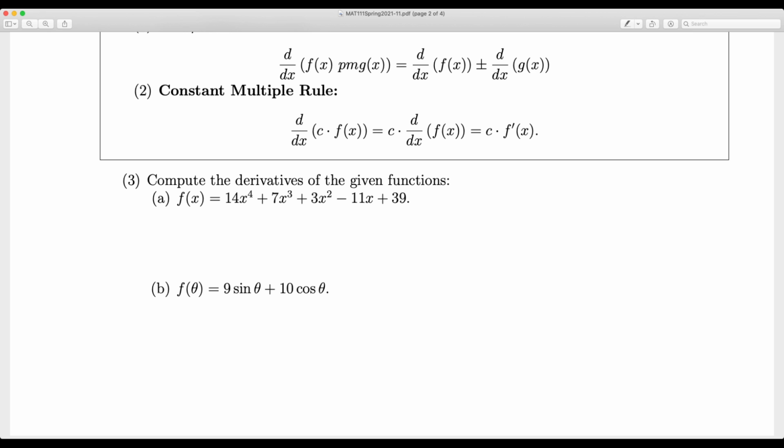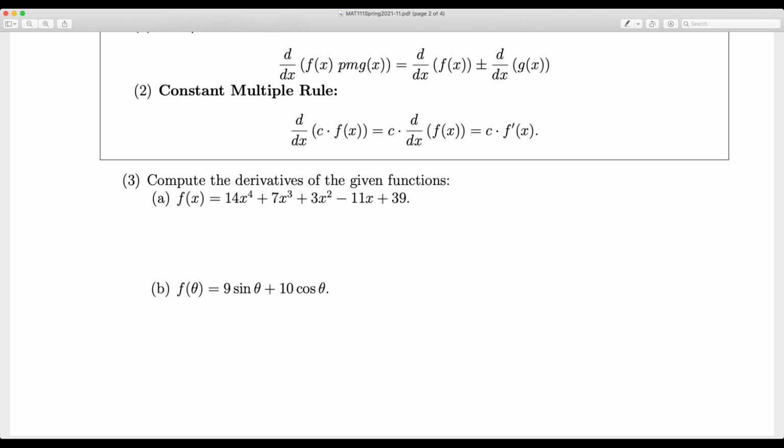X cubed, okay? Similarly, let's do the next one, because there the arithmetic's easier. 7x cubed becomes, well, what's the derivative of x cubed? 3x squared, okay. But there's the 7 hanging around, so what's the derivative of 7x cubed? 21x squared, okay. And then, can we do this for each term individually? And so then how do we put it all together?